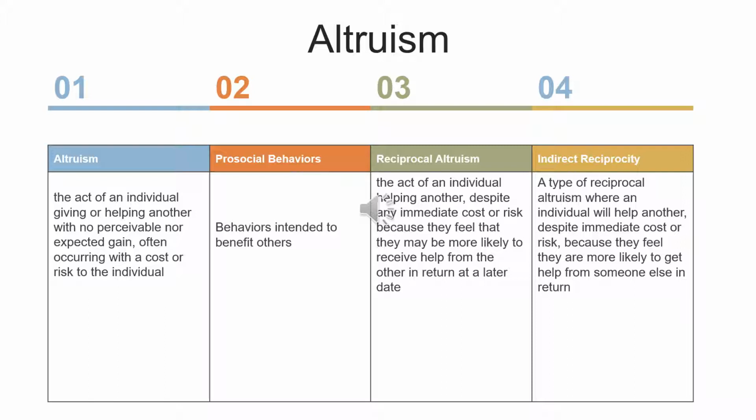One would be reciprocal altruism, which is essentially saying that they will do something that might cause an immediate cost or risk because they feel that they're going to be more likely to receive help from the other person in return at a later date. So it's kind of looking at the long game. Hand in hand with that is indirect reciprocity. That's when somebody does an altruistic behavior because they feel that they're going to be more likely to get help from someone else in return.